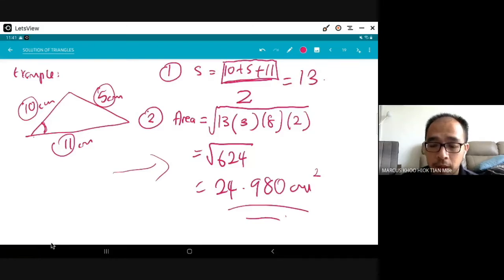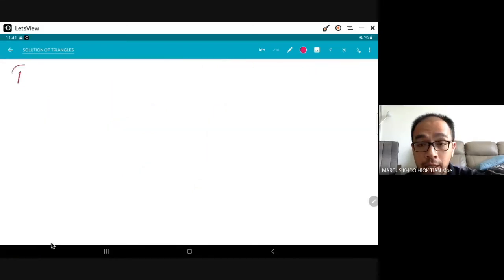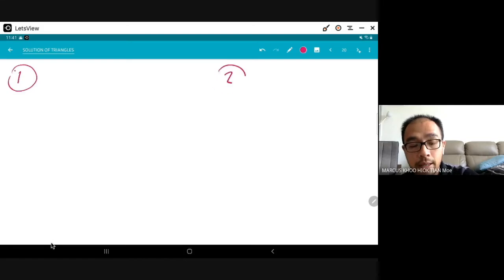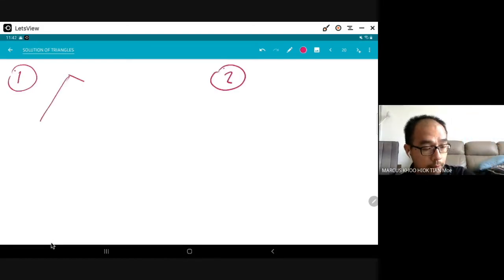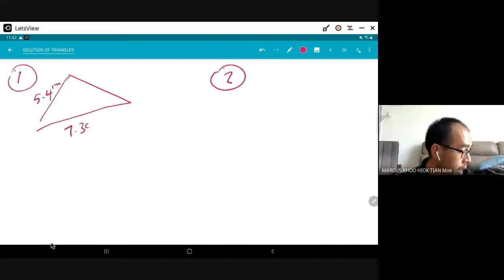Okay, it's very simple. All right, so let's try another 2 questions, and then I will call another 2 people to give me the answer. Okay, first triangle, 5.4 centimeter, 7.3 cm, 6.1 cm.